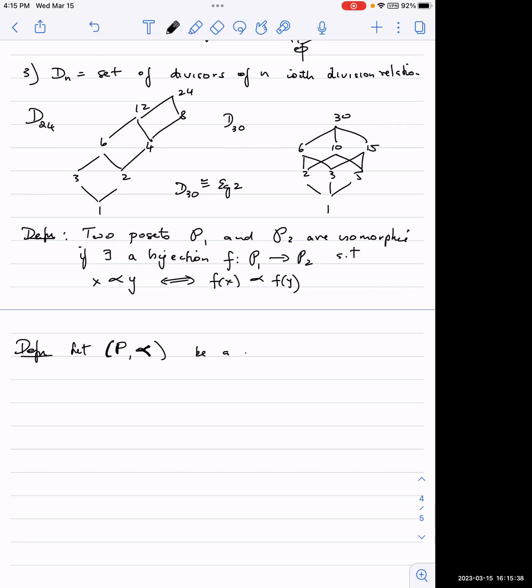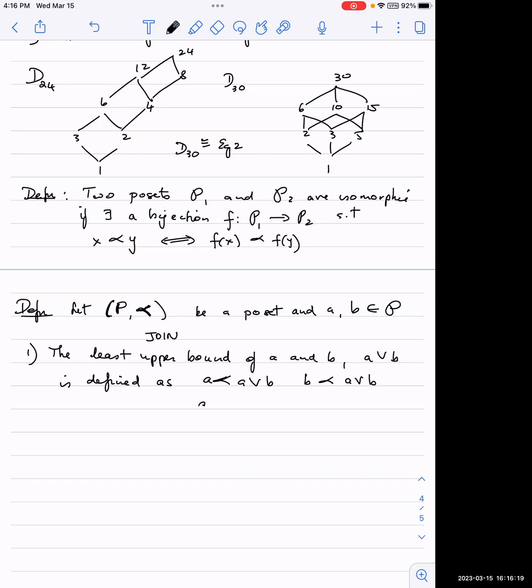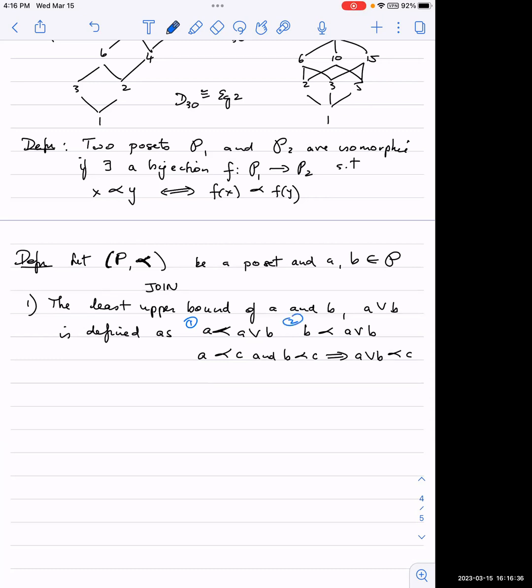Let less than or equal to be a partial order, so let P be a poset, and A, B be two elements in the poset. The least upper bound, also called the join of A and B, denoted A or B, is defined as: A is less than A or B, B is less than A or B, and if A is less than C and B is less than C, then A or B is less than C. So you have 1, 2, fairly obvious, and 3 over here.